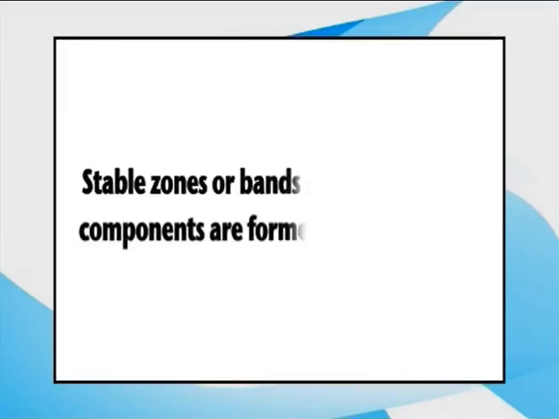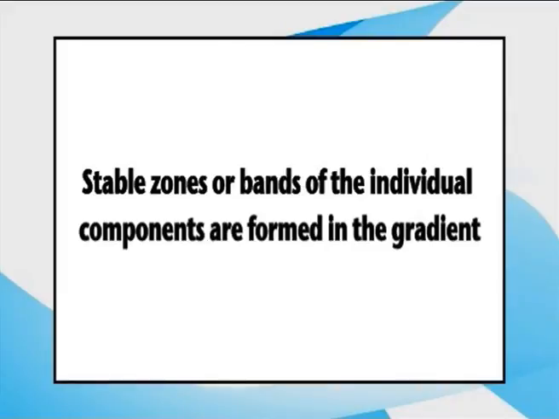The macromolecules of the biological sample, which were initially uniformly distributed, seek an area in the tube where the density is equal to their respective densities. The macromolecules now either sediment or rise to this region of equal density. Stable zones or bands of the individual components are formed in the gradient.